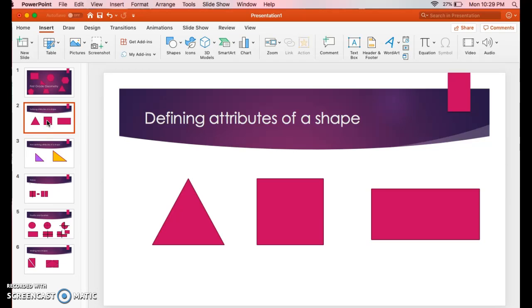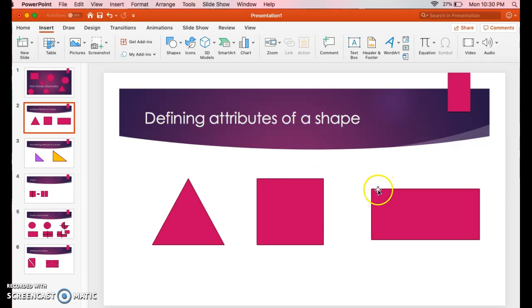First, we're going to look at the defining attributes of a shape. The defining attributes of a shape are characteristics of a shape that are consequences of the definition. This means that the shape will always have these characteristics. For instance, a triangle will always have 3 sides and 3 angles. A square will always have 4 equal sides and 4 90-degree angles. This is what makes it a square.